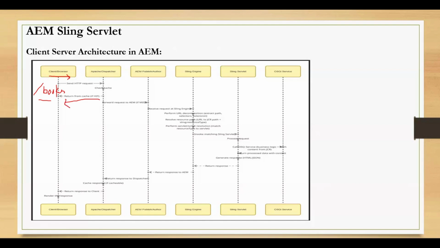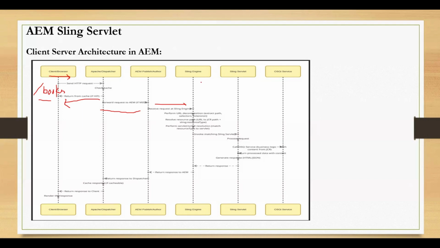Suppose we are not able to find the requested content in the dispatcher. Then the dispatcher forwards this request to the AEM instance. Within the AEM instance we are using the Sling framework, right? So the request will reach the Sling engine, or Sling framework, I can say.